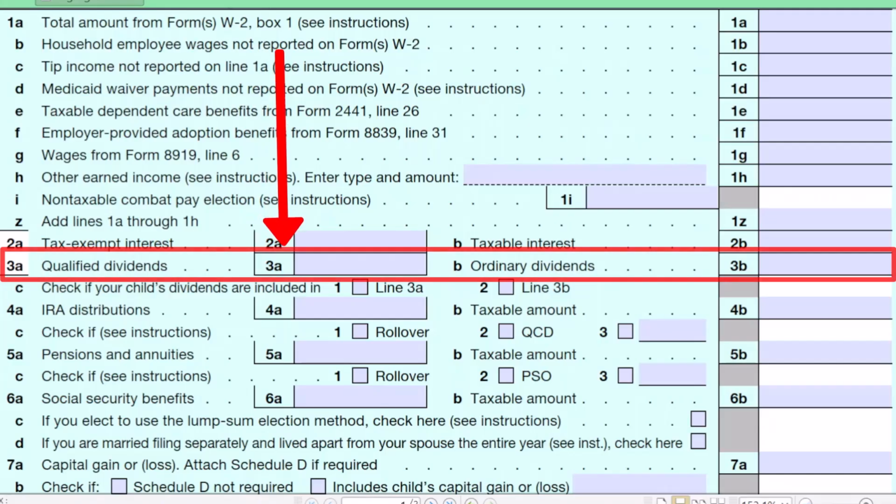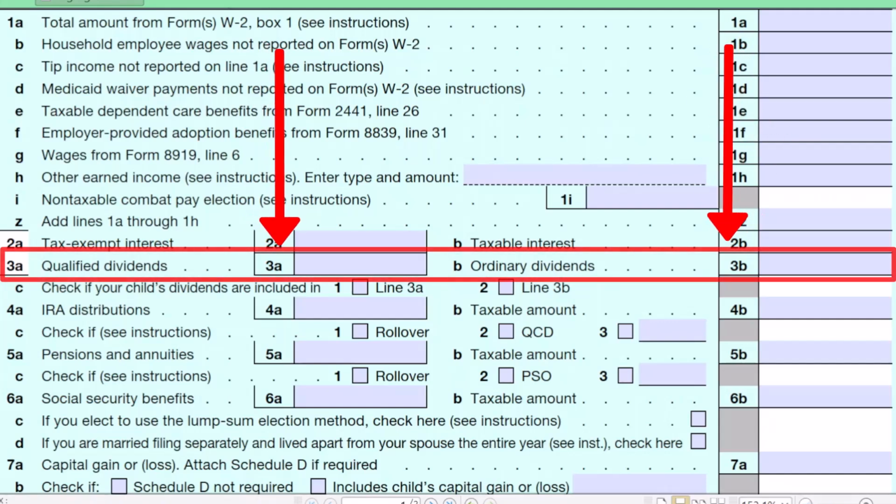Now consider Line 3A, which identifies the portion of those dividends that qualify for lower tax rates. These are called qualified dividends because they meet specific IRS holding period requirements. For example, if $80 of your $100 dividend is marked as qualified in box 1B of your tax form, you list $80 on Line 3A.